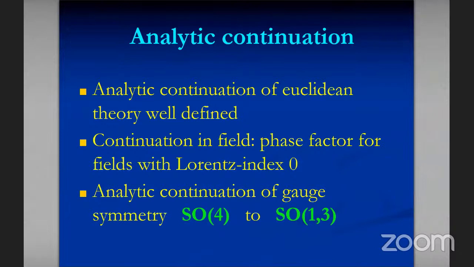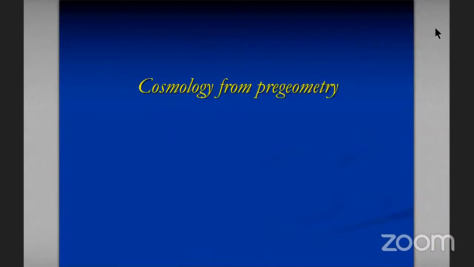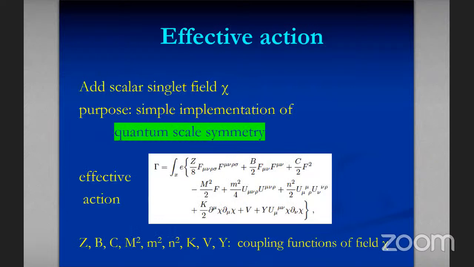Let me end this part of the construction and describe a bit what type of cosmology you get from this pregeometry. For this, I add a scalar field, and the reason for adding the scalar field is quantum scale symmetry, because in the presence of a scalar field, you can have a realization of quantum scale symmetry. For example, this term m squared in terms of the field strength F is now a function of a scalar field. And if it is proportional, for example, just to the scalar field squared, then the theory becomes scale invariant. So this field chi will also play an important role for cosmology.